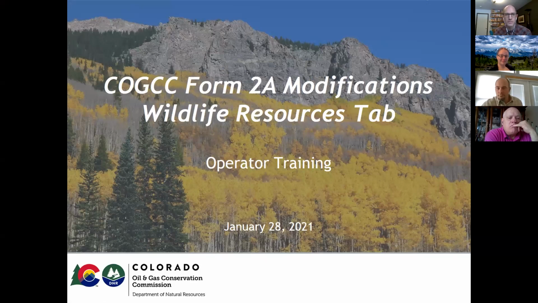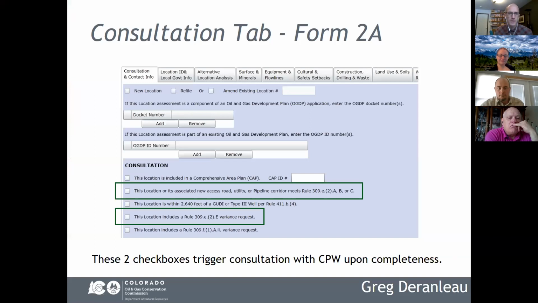All right, so jumping in, we're going to start with the first tab on the Form 2A, which is the Consultation and Contact Information tab. So Hannah, go ahead and next slide. The two check boxes here, on the first tab on the 2A, indicate that a consultation with CPW is necessary for this Form 2A. If either of these are checked, a consultation task for CPW will be automatically opened when the form passes completeness, and the energy liaison will get that email that Taylor mentioned. And the consultation period again is 60 days from that time.